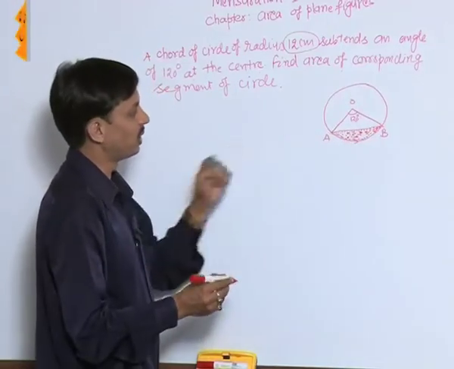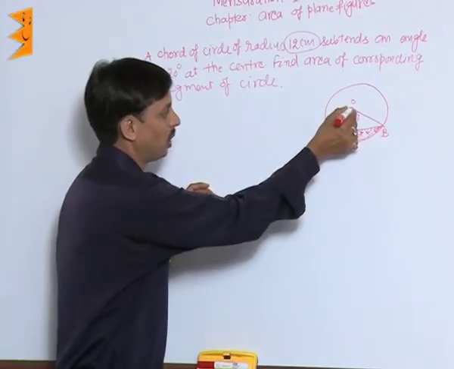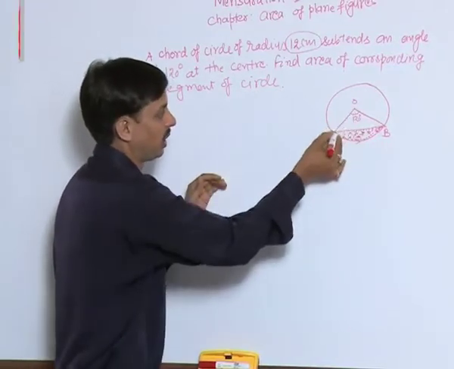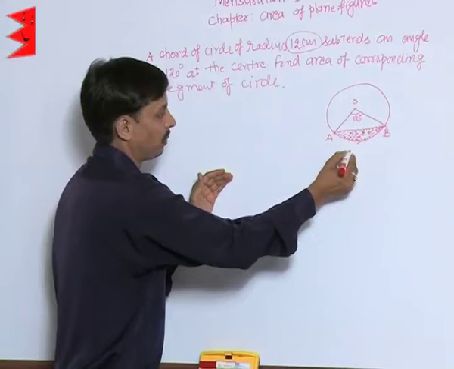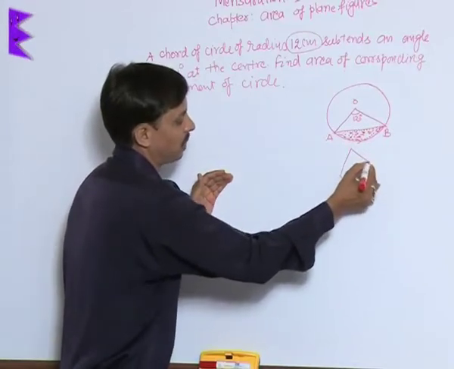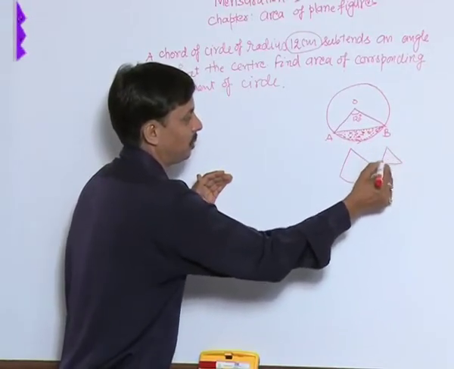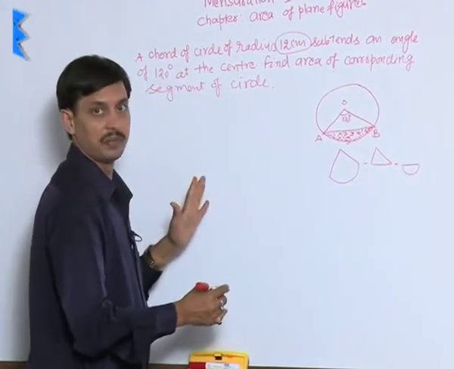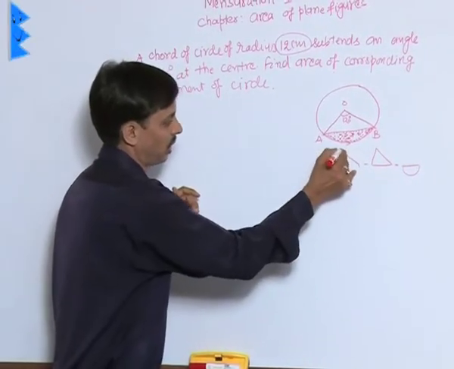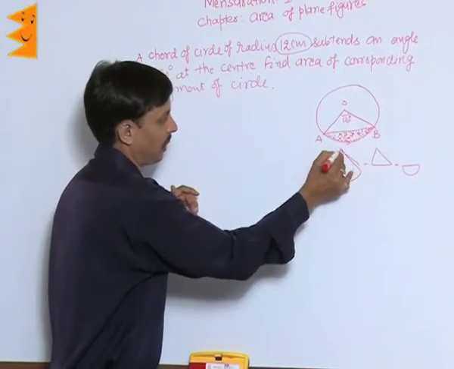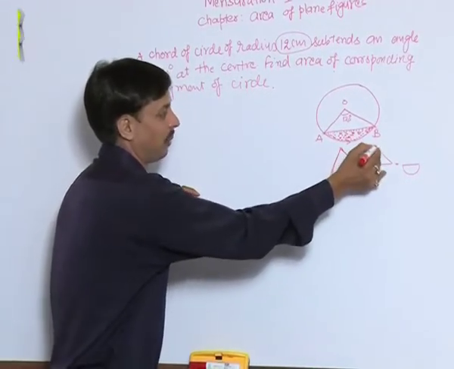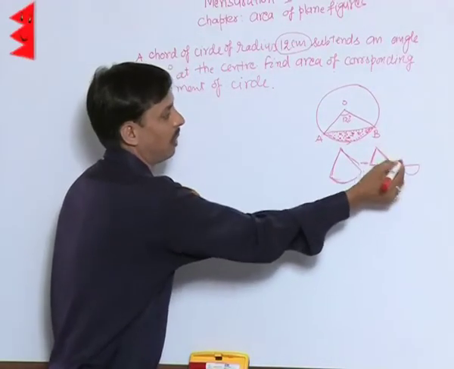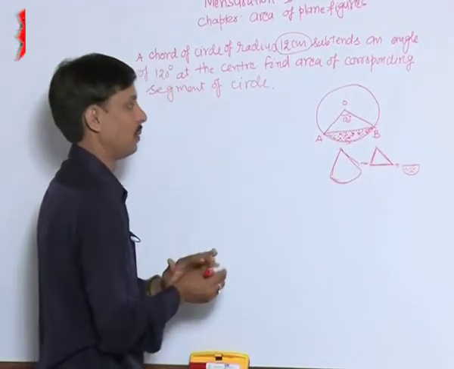In order to calculate this area, what do we have to do? We have to calculate the area of the sector, and then the area of the triangle. If from the area of this sector I subtract the area of this triangle, I will get the area of this segment.